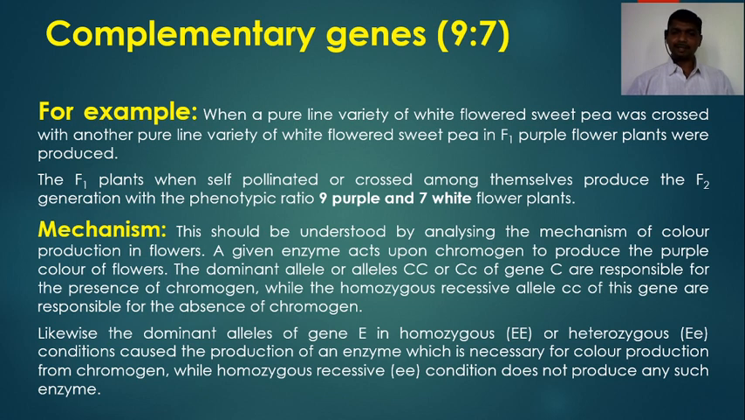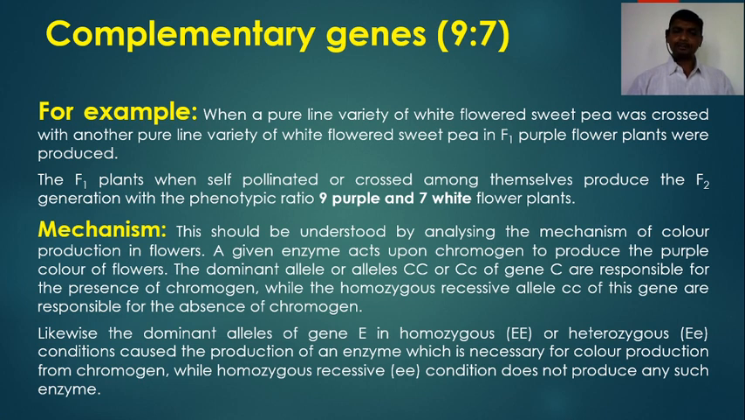How? The presence of the dominant C gene or C allele in the individual can produce the chromosome. Similarly, if the dominant allele E is present in the individual, it can produce the enzyme. So when both the dominant alleles are present in the individual, that individual is able to produce both chromosome and enzyme. This enzyme acts on the chromosome to produce the colored flower.